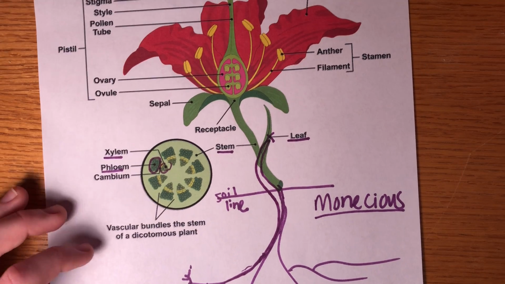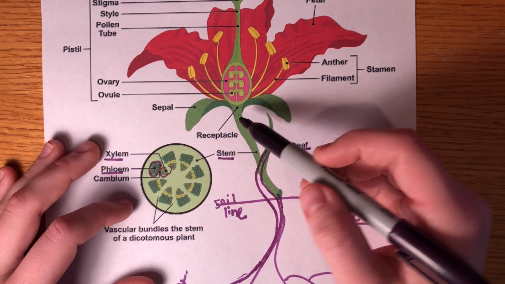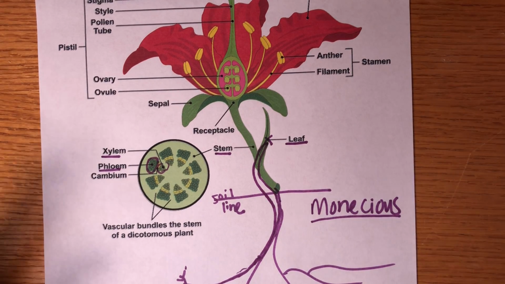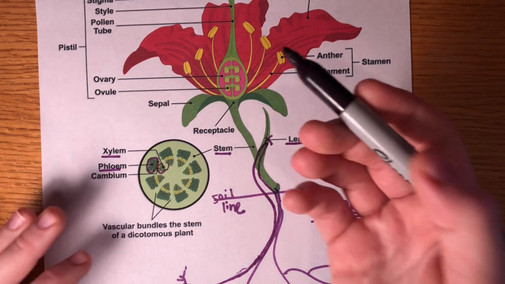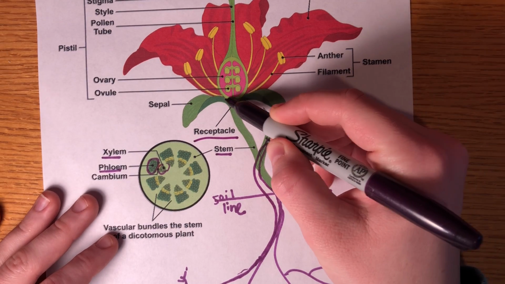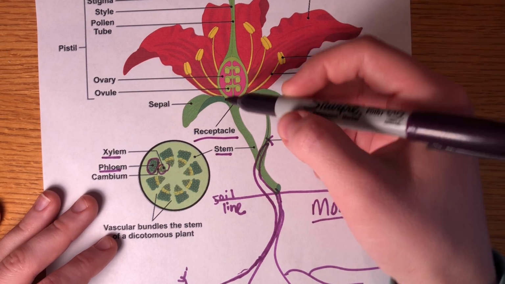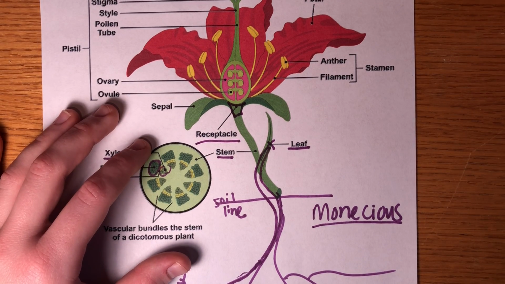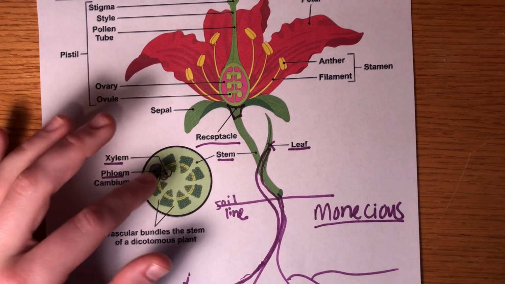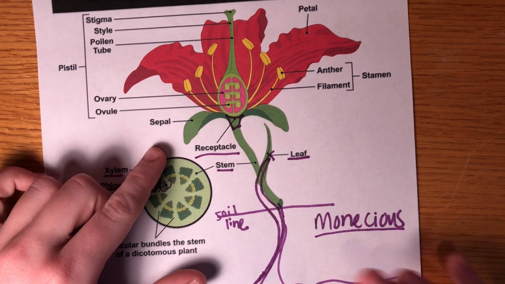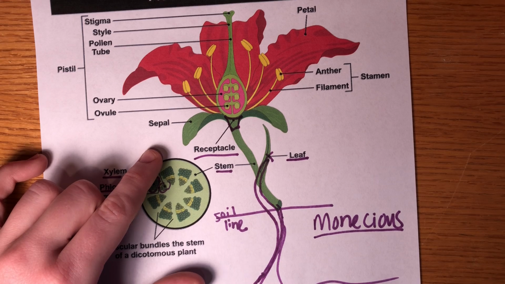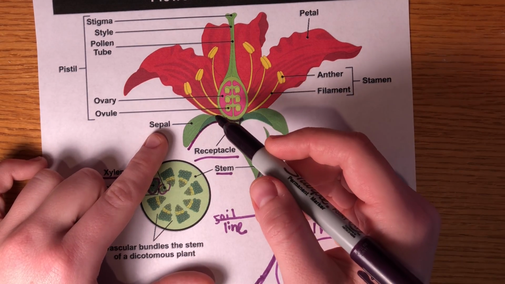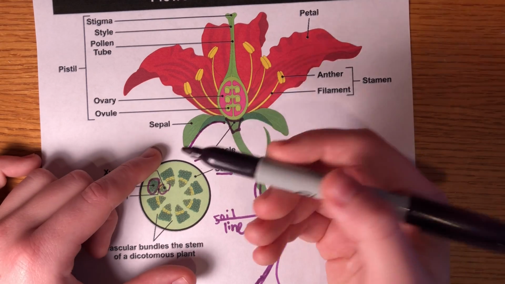As we move up the flower, you see that we have a receptacle here, which is basically the part of the flower stalk where the parts of the flower are attached. Nothing super big there, but it's important to know that it's right below this ovary right here. And then we have the sepals, which are the outer parts of the flower, and they're often green and leaf-like. A lot of people might mistake these for leaves, but instead they are sepals.